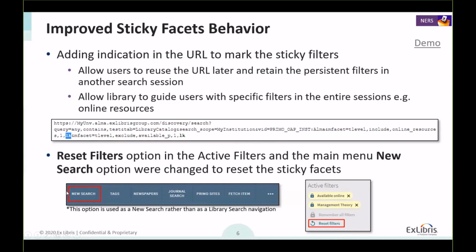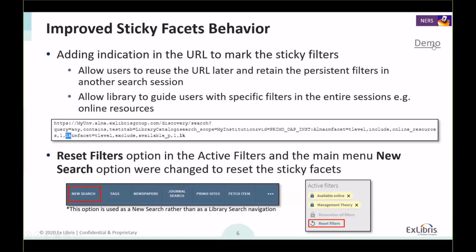Same approach for the new search. A new search in the main menu should be used as a new search and not necessarily as a navigation, as the journal search is. A new search currently clears the search query in the search bar. Now it's going to clear also the sticky facets.